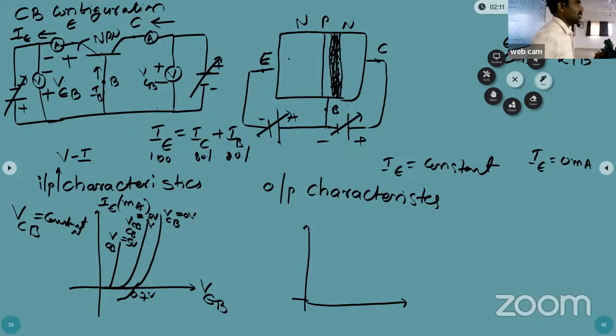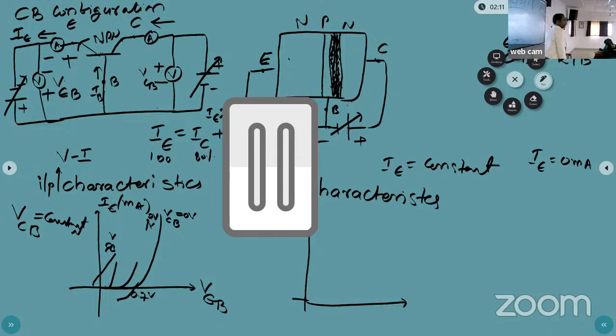Input current is 0 milliamps. What is the current expression? IE is equal to IC plus IB. Sometimes we neglect IB because the current due to the base is very small. Due to base charge carriers, very less current. So that expression can be written as IE is approximately equal to IC.